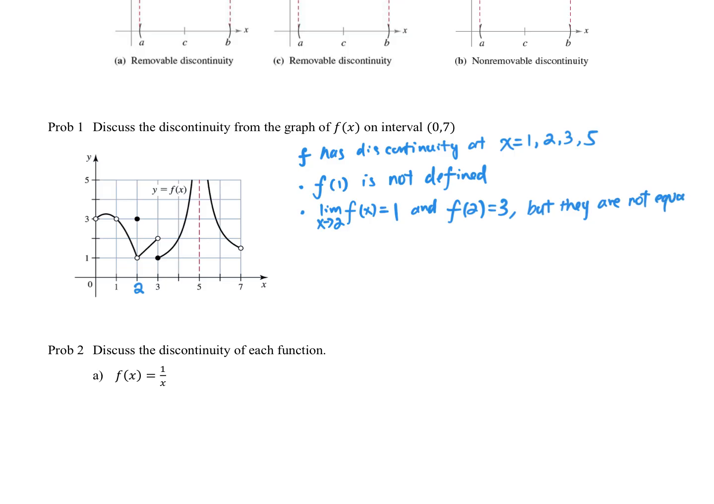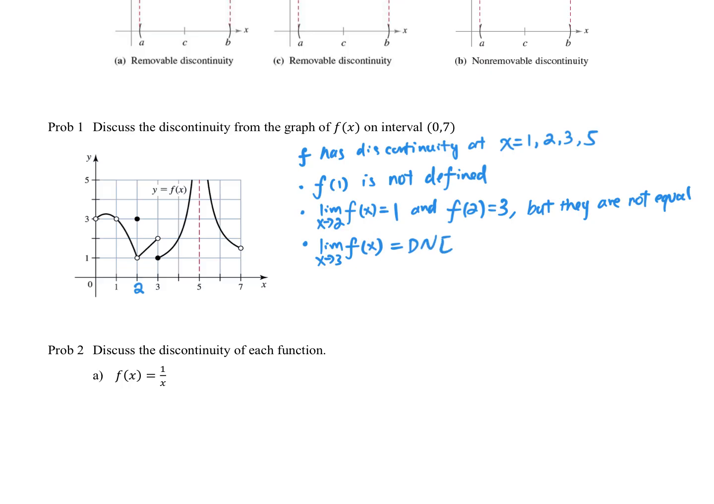So therefore, it is discontinuous. Discontinuous at x equals 2 because they are not equal. And at x equals 3, we can see that the limit as x approaches 3 does not exist, right?